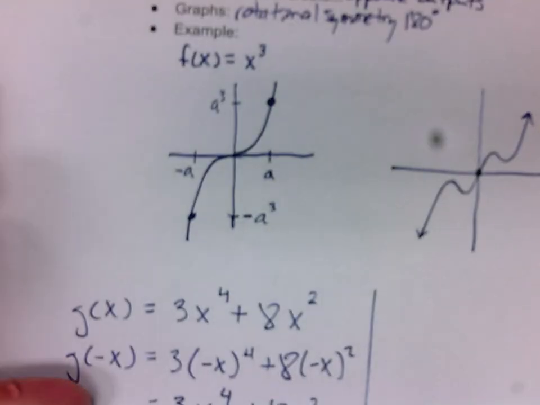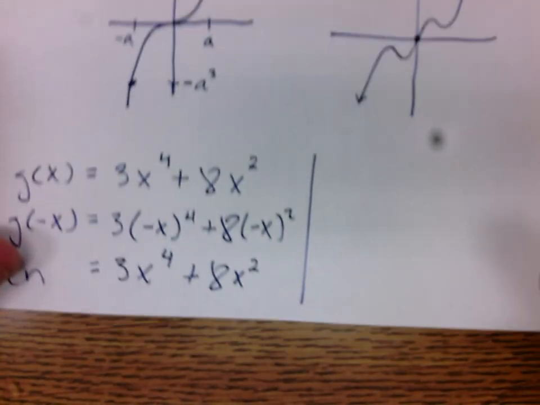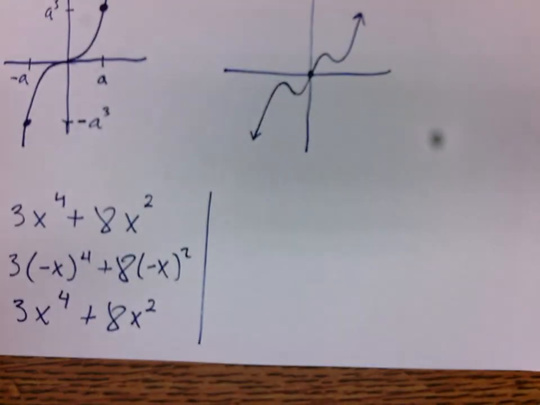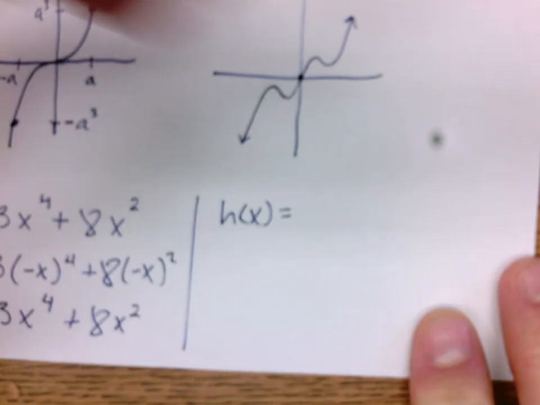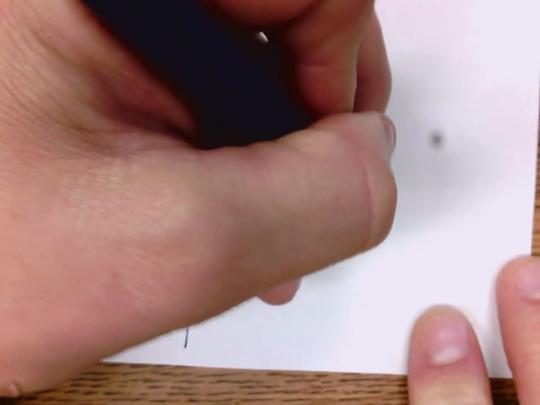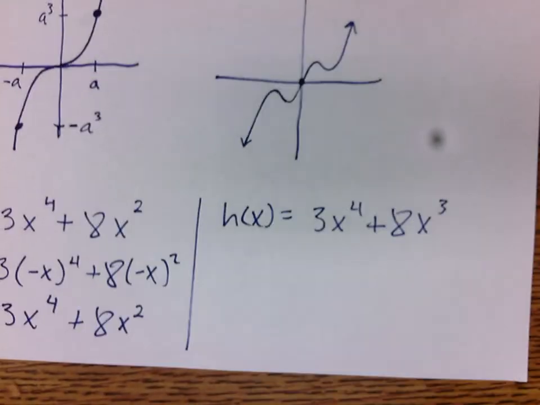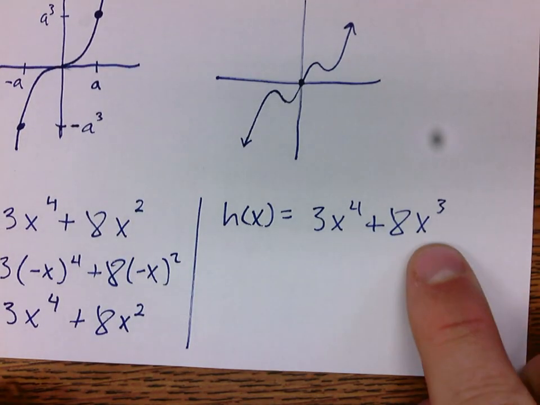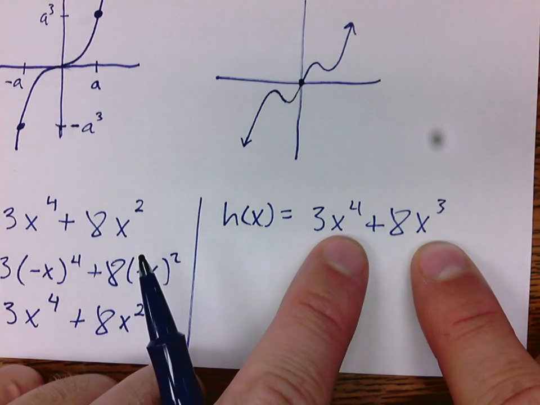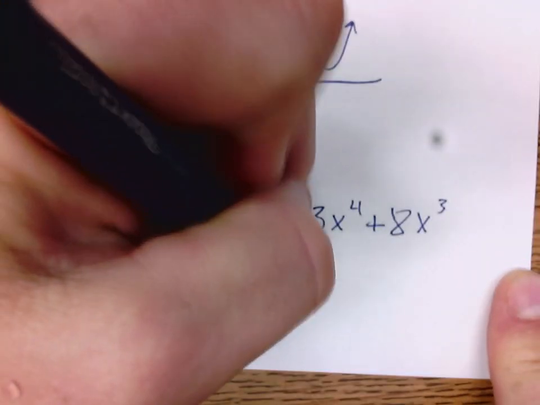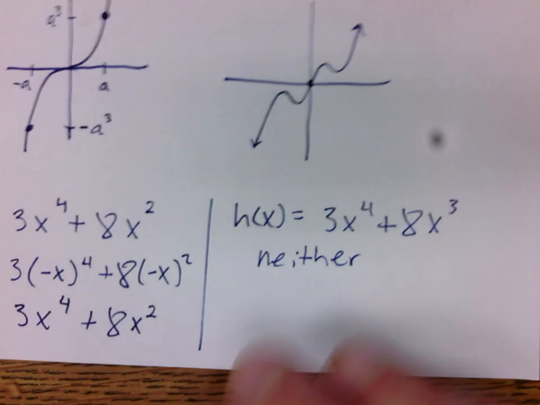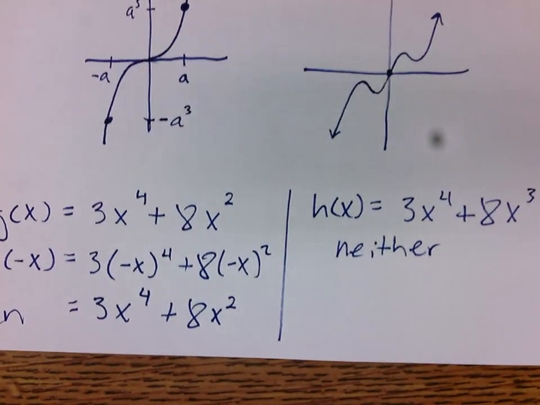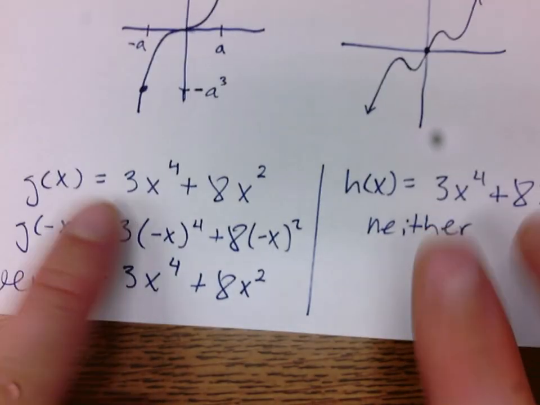Now, let's say we had another polynomial, so let's call it h of x, and let's say we had the same start, 3x to the fourth plus, but this time 8x cubed. This piece of it is odd, but this piece of it is even. So if I actually want to know if it's even or odd, it's actually neither. So here are some basic examples.